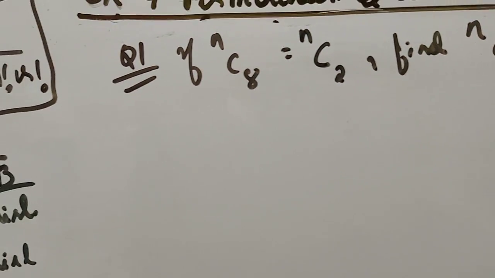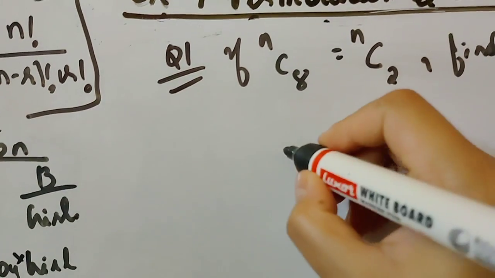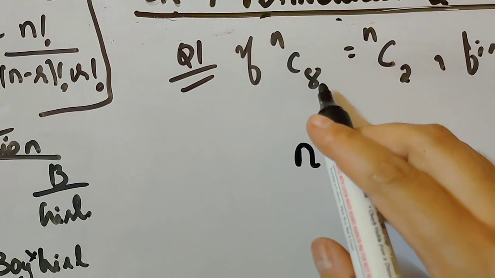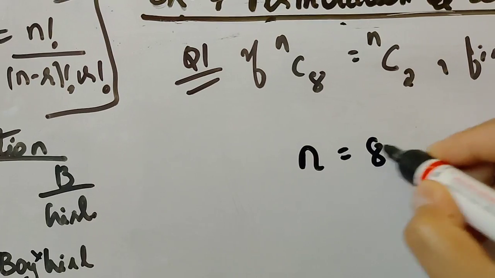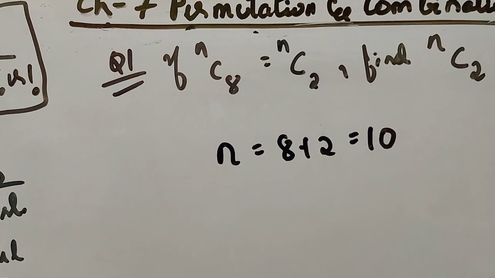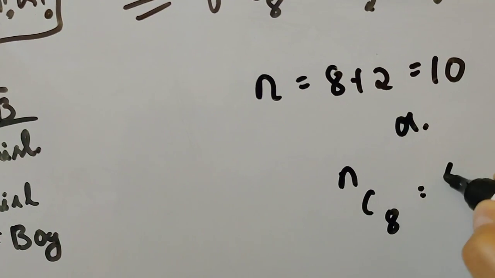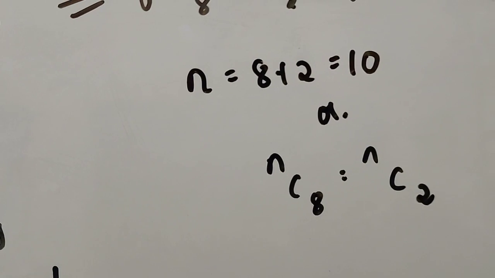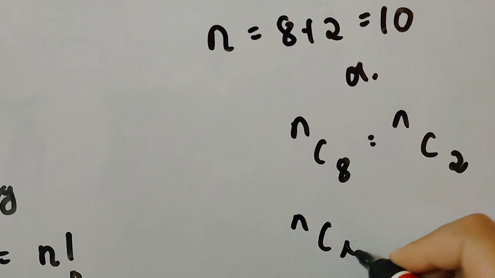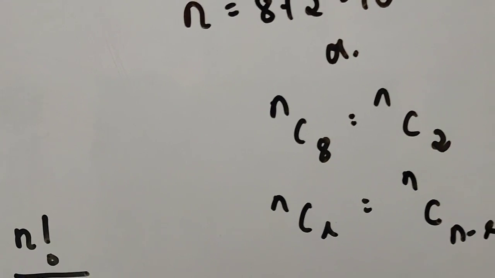Now what I can find is, total this will be n. So my n is equal to 8 plus 2 equal to 10. Or you see nC8 equal to nC2. Now you have one formula: nCr is equal to nC(n minus r).